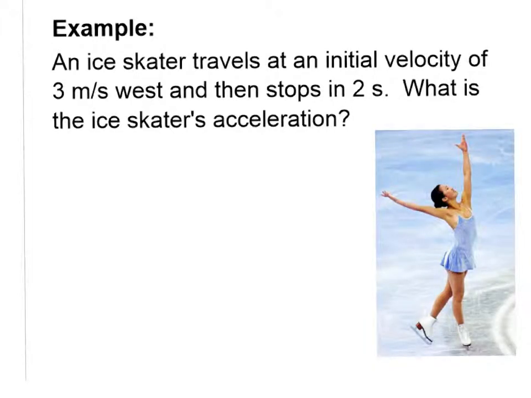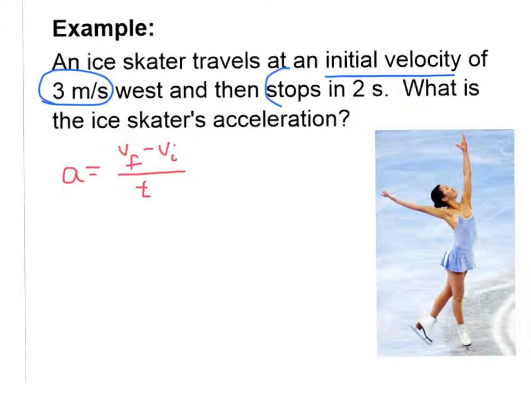So here's an example. Let's say an ice skater travels at an initial velocity of 3 meters per second west, and then she stops, taking all of 2 seconds to do that. What is the ice skater's acceleration? I'm going to write down the formula I know about acceleration: acceleration equals the final velocity minus the initial velocity over the time, the change in velocity over time. And I would like to understand what I know here. I know that the initial velocity is 3 meters per second.